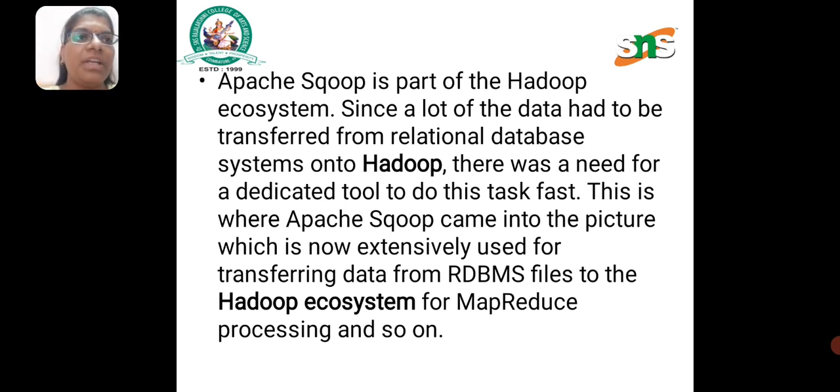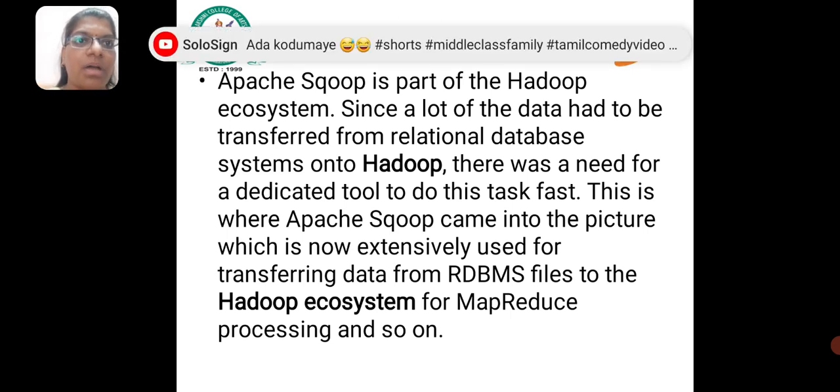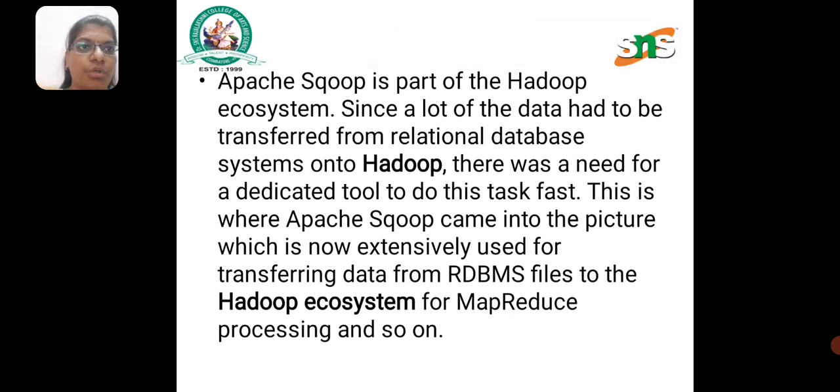Since a lot of the data had to be transferred from relational database systems onto Hadoop, there was a need for a dedicated tool to do this task first. This is where Apache Sqoop came into the picture, which is now extensively used for transferring data from RDBMS files to the Hadoop ecosystem for MapReduce processing and so on.